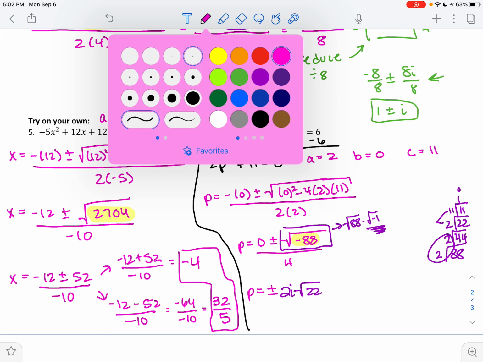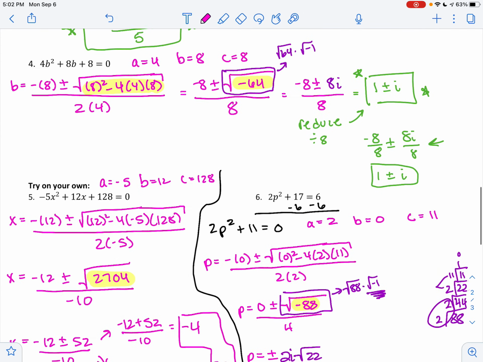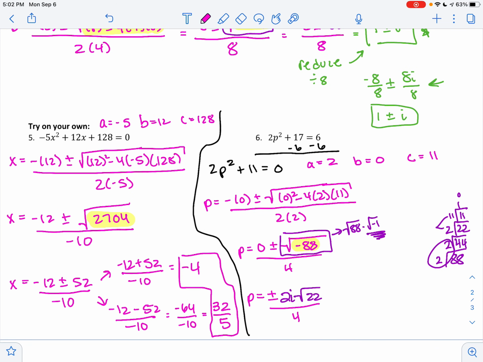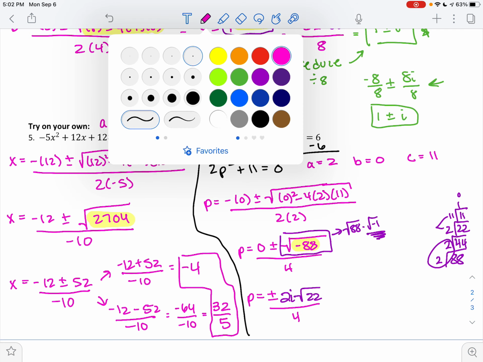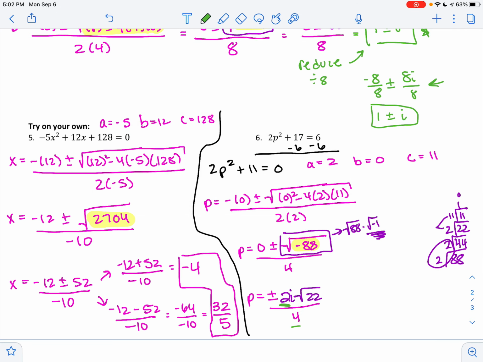And in my denominator, we still have 4. So right now, my answer is plus or minus 2i square root of 22 divided by 4. I can reduce my outside numbers. 2 goes into both of those numbers, so I can reduce by dividing by 2. 2 divided by 2 is 1, so that will just leave me with 1i square root of 22 over 2, because 4 divided by 2 is 2. Here I have 2 solutions. Those 2 solutions are positive i square root of 22 divided by 2 and negative i square root of 22 divided by 2.